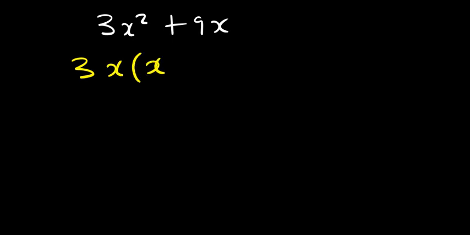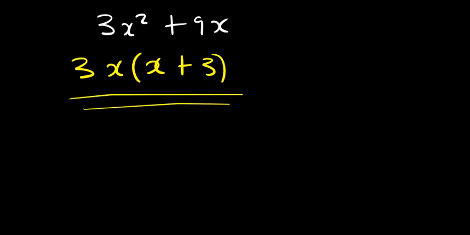So for quadratic expressions, let's solve one. Let's say I've got 3x squared plus 9x. So we're going to factorize just the way we did the previous ones. So I'm going to have 3x being common. Here I'm going to remain with x plus a 3. Basically that's how we can factorize this kind of a one.